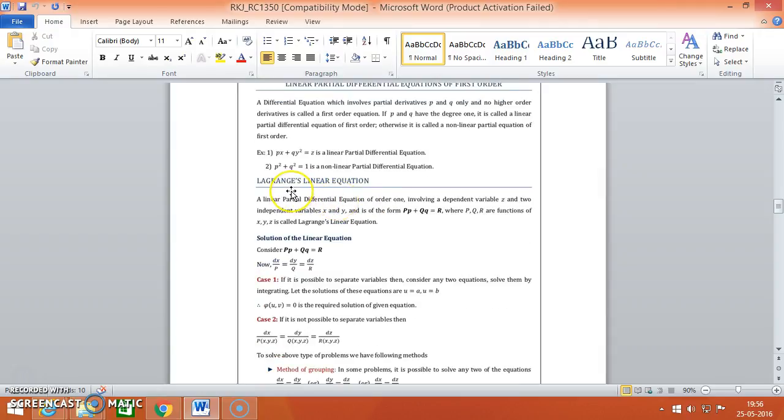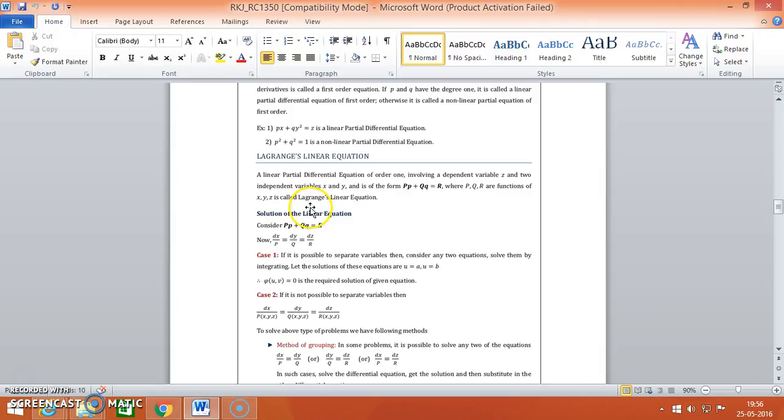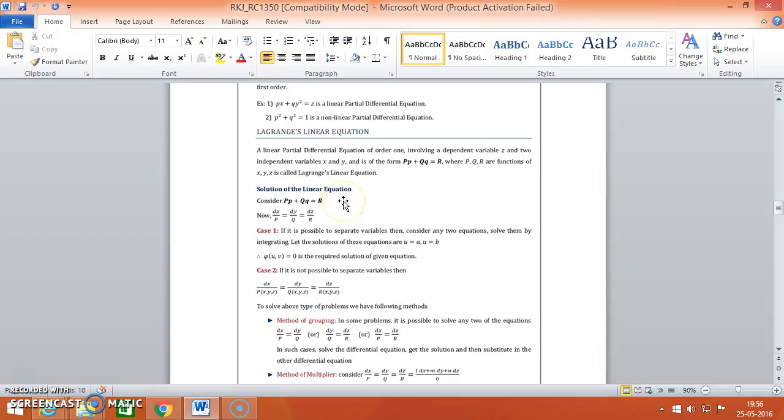Now, important equation, Lagrange linear PDE. A linear partial differential equation of order 1 involving a dependent variable z and two independent variables x and y, and is of the form Pp plus Qq equal to R, where capital P, Q, R are some functions of x, y, z, is called Lagrange linear PDE. We solve this equation by considering an auxiliary equation of the form dx upon P is equal to dy upon Q, equal to dz upon R.